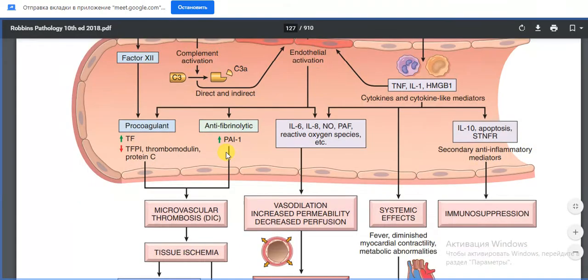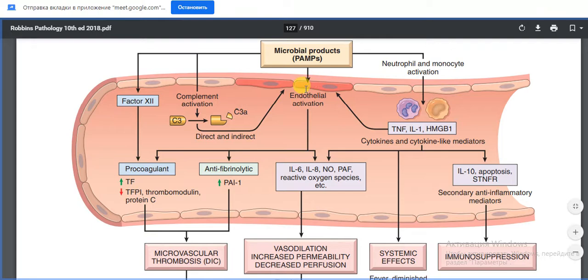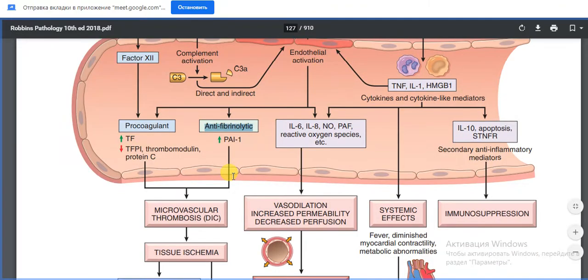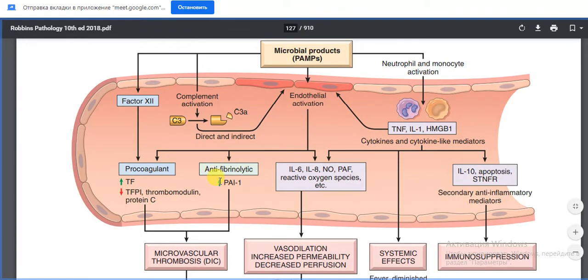Okay, another activity, endothelial activation, the most complicated part. So how does endothelial activation cause shock? First of all, endothelial activation might cause procoagulant factors to increase and antithrombotic factors like TFPI, thrombomodulin, and protein C to decrease. Antifibrinolytic activity is also increased. Anyway, it causes microvascular thrombosis.